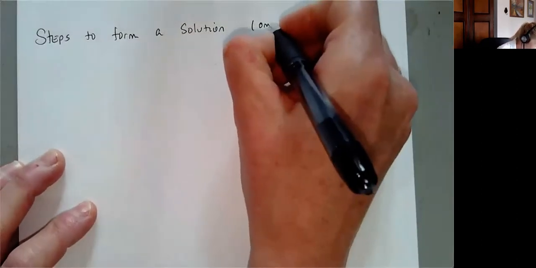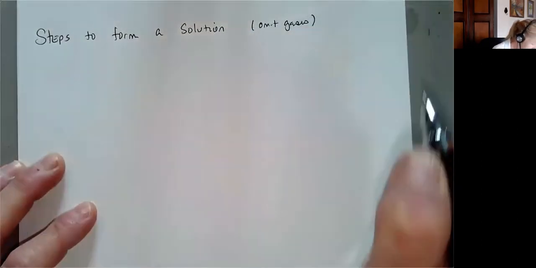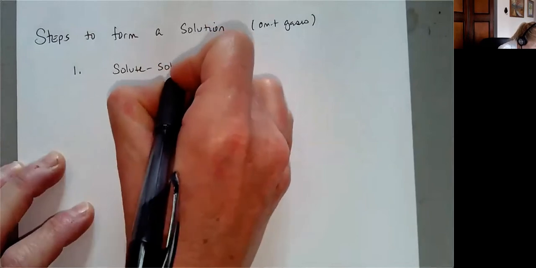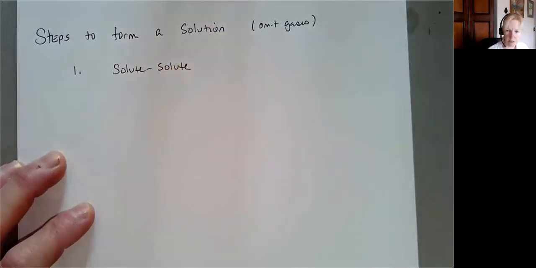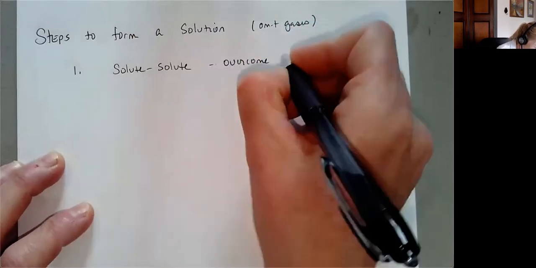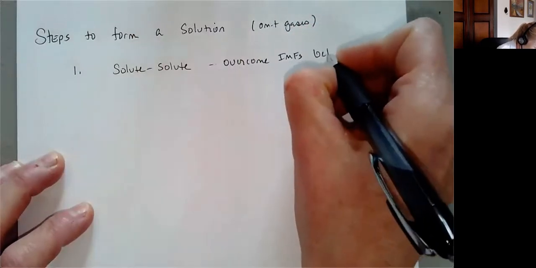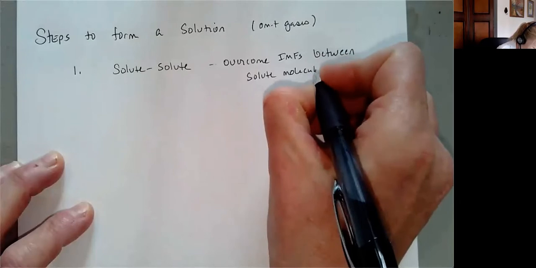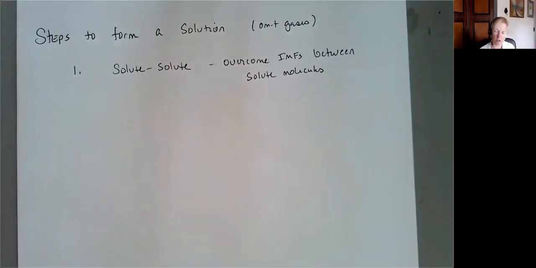And we're going to omit gases from here. Okay. So step number 1 is I have solute. So remember, there's 2 components of a solution, the solute, which is the minority component, and the solvent, which is the majority component. So I have to overcome the intermolecular forces between solute molecules. So I have to overcome that intermolecular force that's holding those solute molecules to each other, right? Because in order for them to go into a solution, I have to break them apart essentially first.